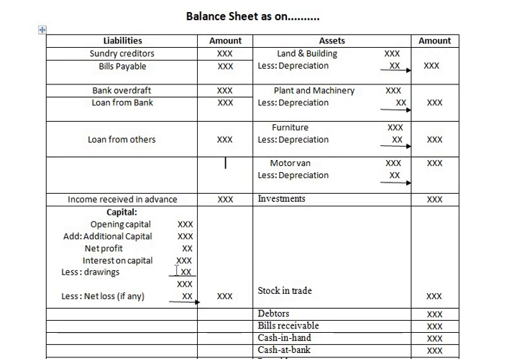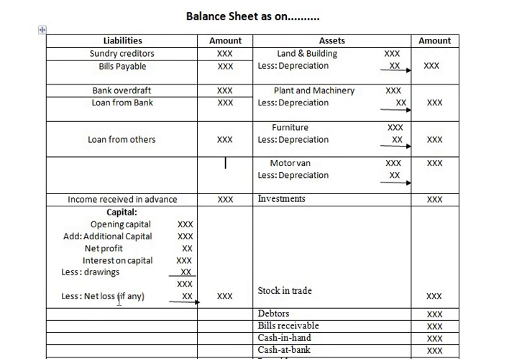Okay. Less drawings. Any drawings done throughout the year, any money which has been withdrawn, which has been drawn by the owner, then that is to be deducted. So this becomes the total, that is the gross total.